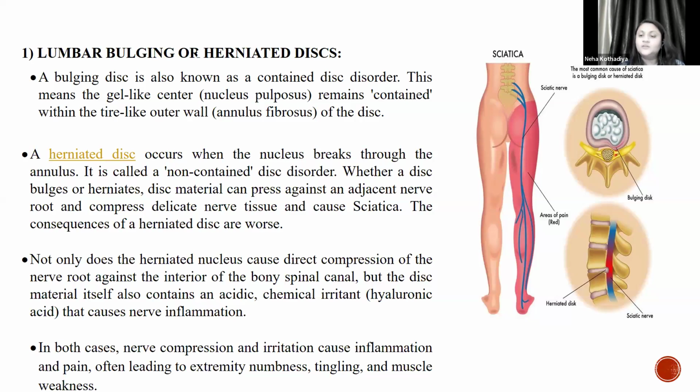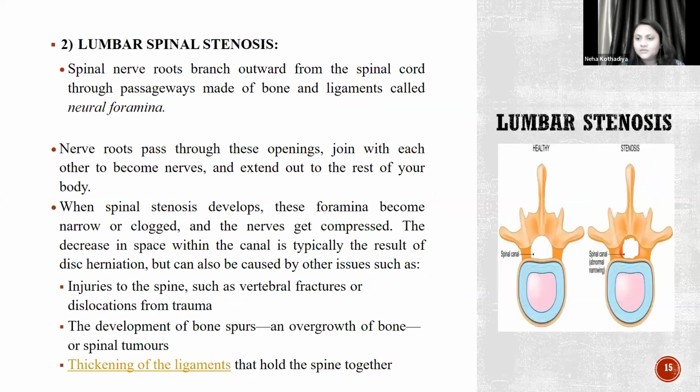In both cases, nerve compression and irritation cause inflammation and pain in sciatica, often leading to extremity numbness, a tingling sensation, and muscle weakness. Now, spinal stenosis.